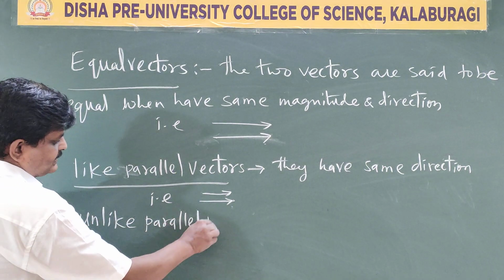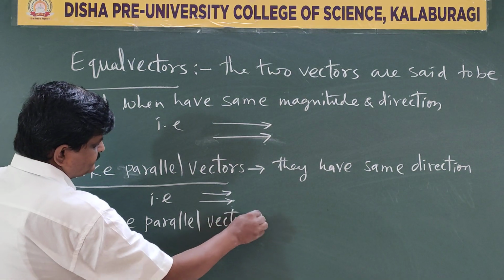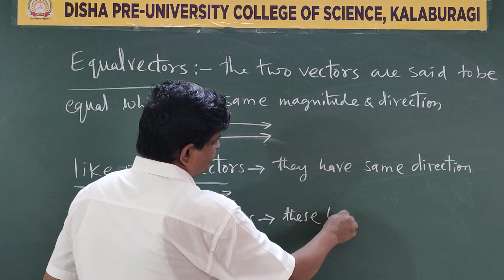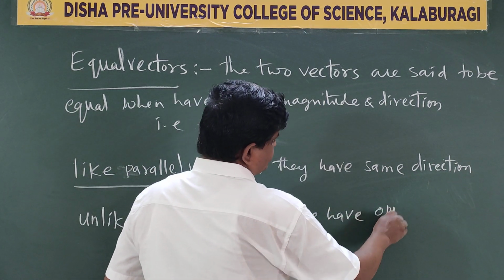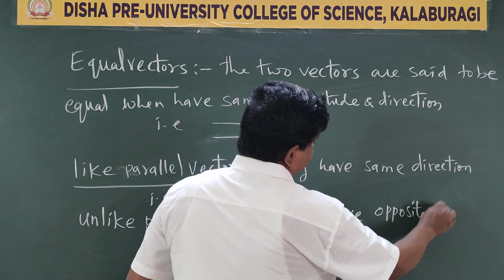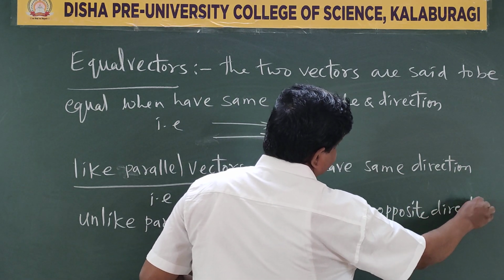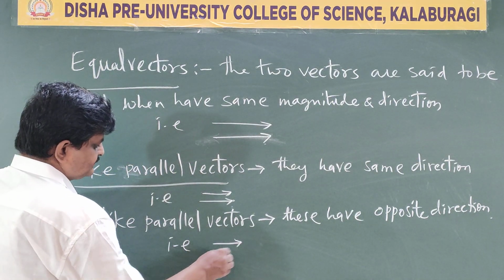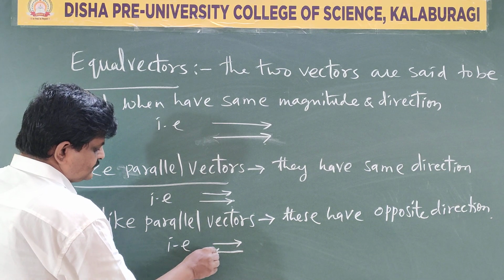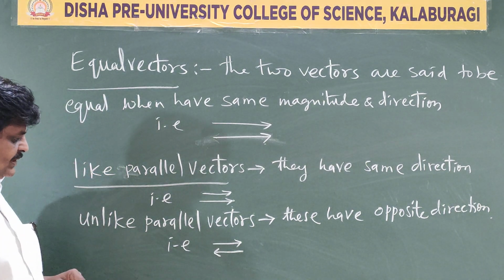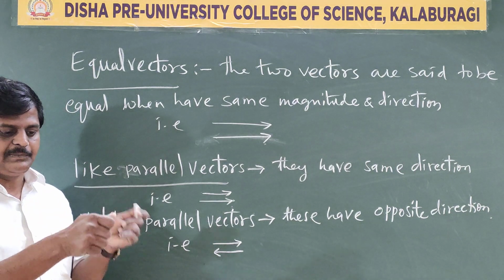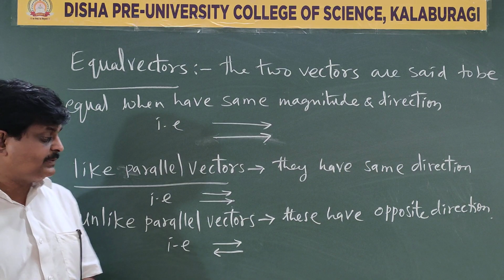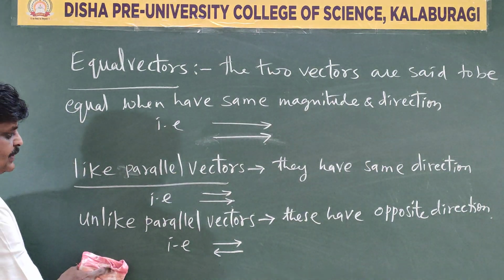Next, unlike parallel vectors. These have opposite direction. Okay, the best example of unlike parallel vectors is when you apply force to rotate the car steering. That could be an example of unlike parallel vectors. Okay, next.